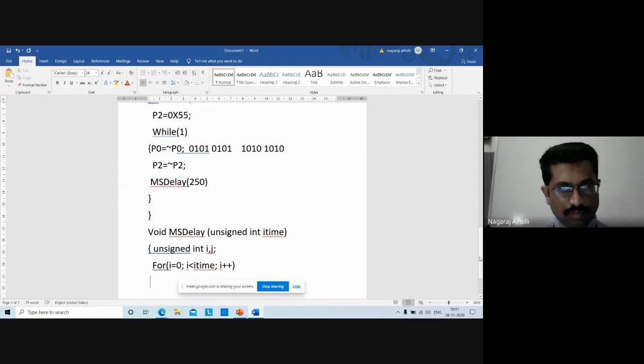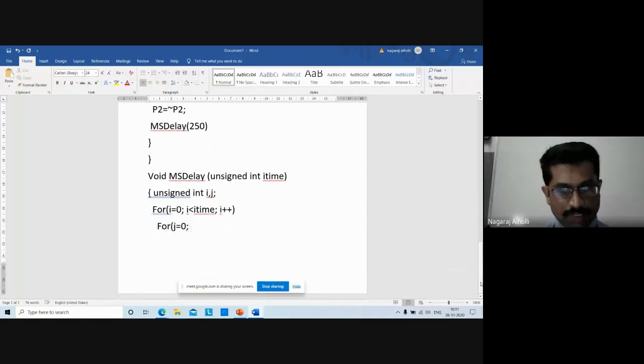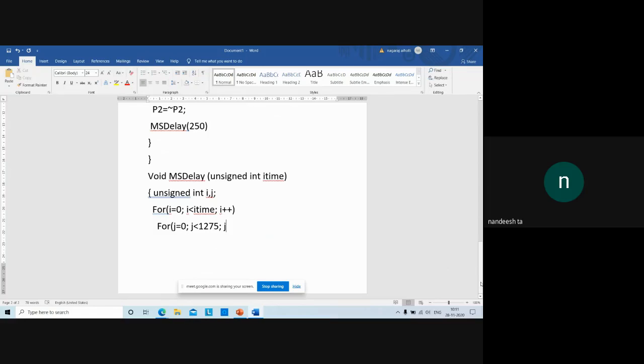Next, for j is equal to 0, j less than 1275, because this is generating a delay of 1 millisecond. 1 millisecond into 250 is 250. Yes. Here, any problem?